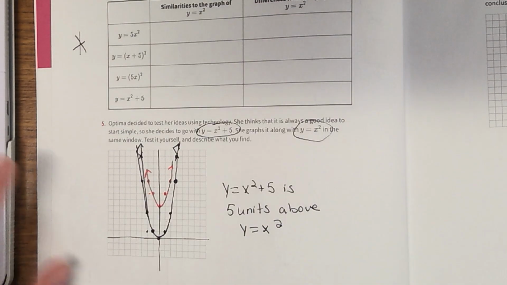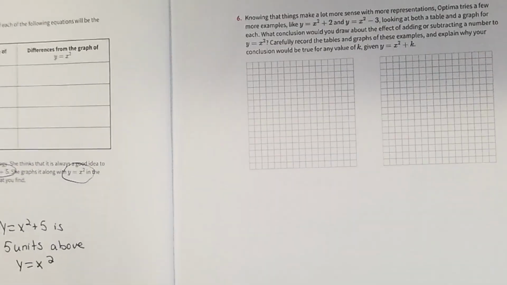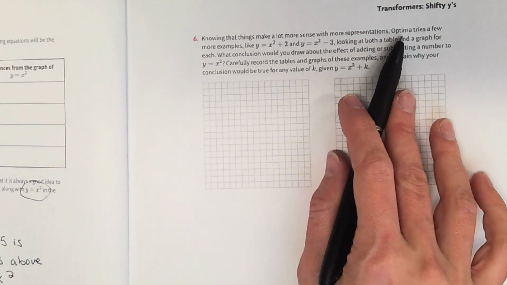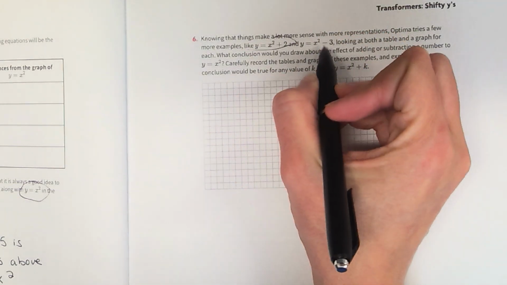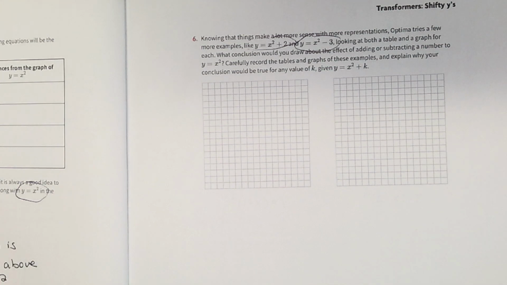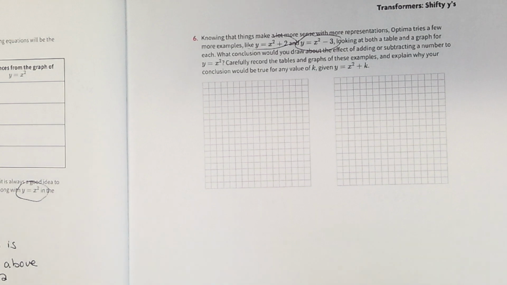Okay, cool. Let's keep going and see what other changes we can make. All right, number 6, knowing that things make a lot more sense with repetition, with more representations, Optima tries a few more examples like y equals x squared plus 2 and y equals x squared minus 3, looking both at a table and a graph for each. What conclusions could you draw about the effect of adding or subtracting a number to y equals x squared? Carefully record the table and graphs of these equations and explain why your conclusion would be true for any value of k given y equals x squared plus k. Okay, so they're giving us a lot to do.